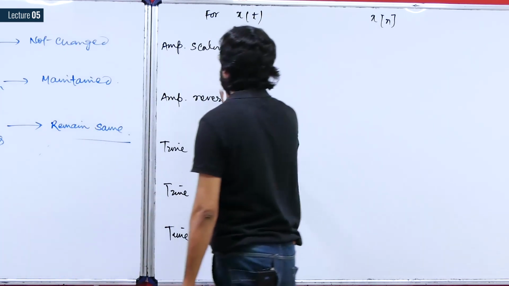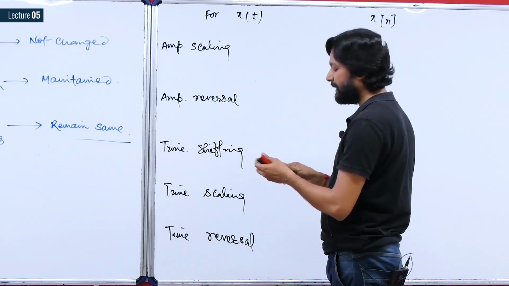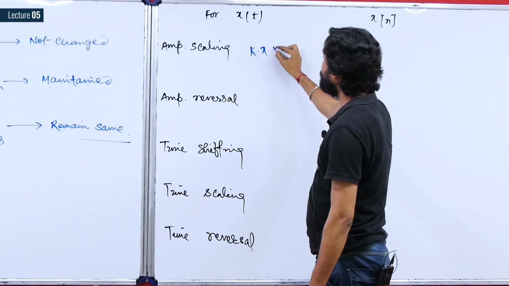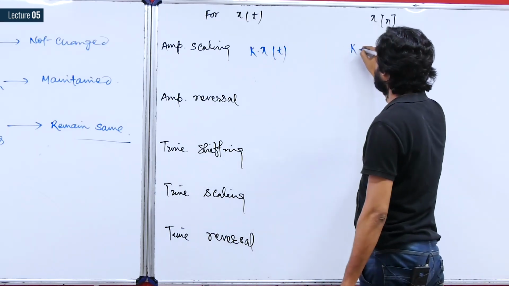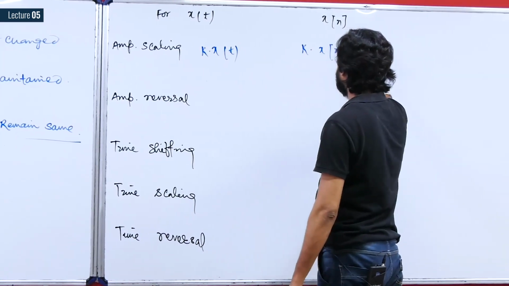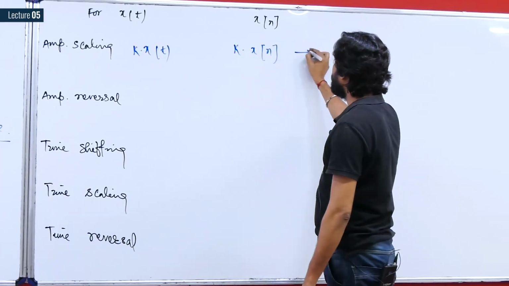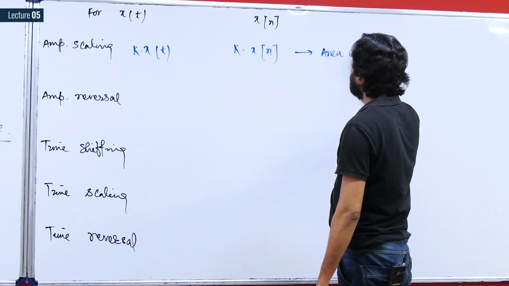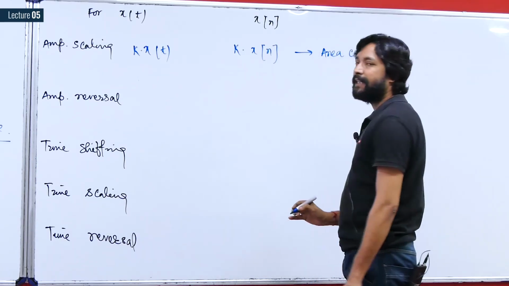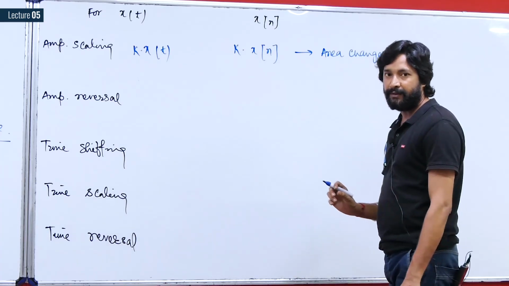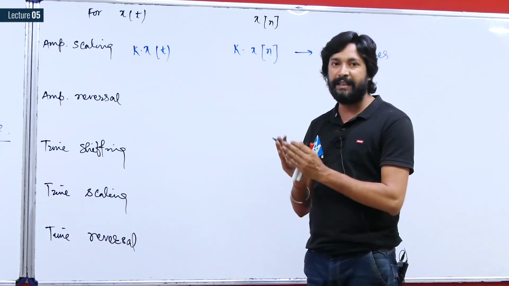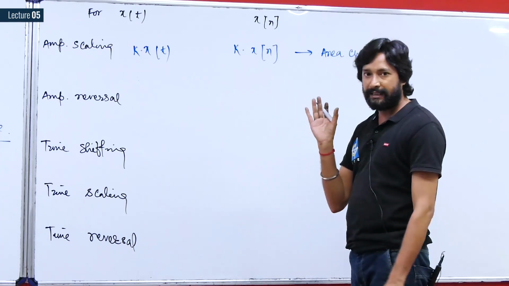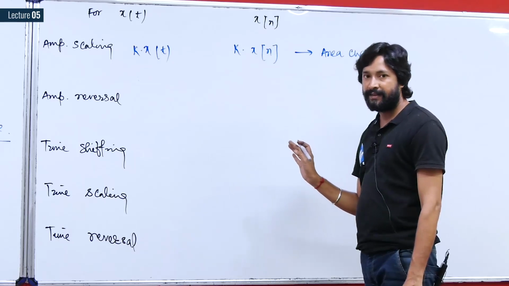In the case of amplitude scaling, for a given signal x of t, what we have to find is k times x of t or k times x of n. And the effect of this property is that if you are multiplying the amplitudes, then the area changes. Due to this property, the area changes because there is a change in amplitude. Whenever there is a change in amplitude or in the existence duration or time width, the area is definitely going to change.